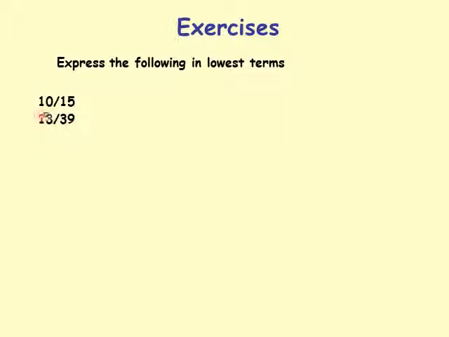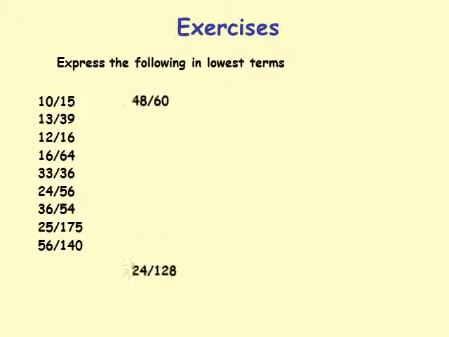Let's do some exercises now. Express the following in the lowest terms. Let's see what the examples are. First exercise, 10 divided by 15. Next, 13 divided by 39. Next, 12 divided by 16. Next, 16 divided by 64. Next, 33 divided by 36. Next, 24 divided by 56, and so on.